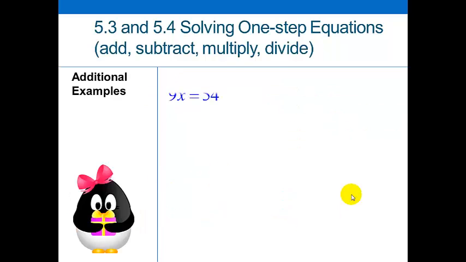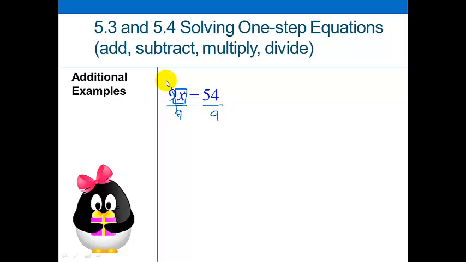All right, one more operation. We went through addition, we went through subtraction, we went through division. Now we're going through multiplication. So here we go. I have my variable x, and I need to isolate it, keep it all by itself. Right now it's being multiplied by 9. So I need to divide by 9. And if I divide the left by 9, I have to divide the right by 9.